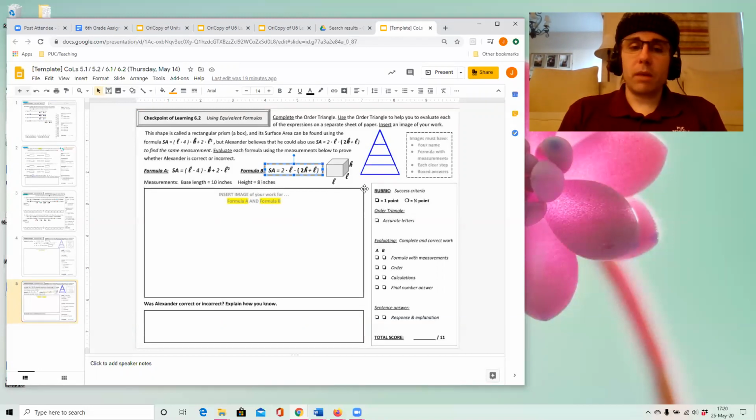And when you solve this problem and the other one, make sure that you write your original formula with the letters, and then write it without the letters, with all the numbers replacing or substituting the variables, and then solve from there using the order in the triangle.